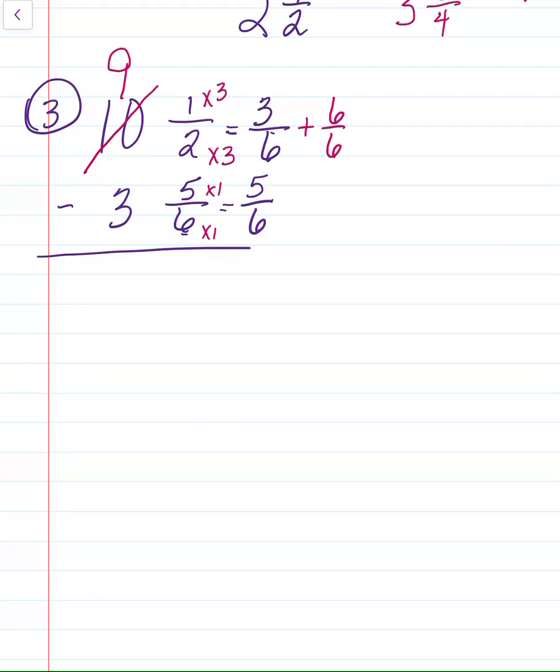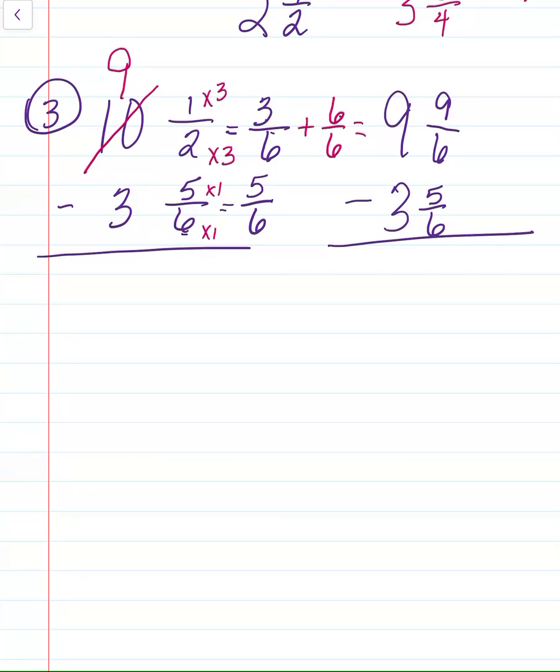Because we need more sixths. We only have 3. And we need to take away 5, so we need more sixths. So we're going to change it to 6/6. So that's going to give us 9 wholes. And 3 plus 6 is 9/6. Now we can take away our 3 and 5/6. Okay?